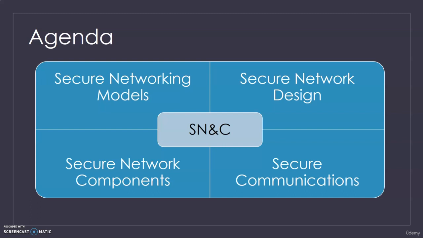So this is all we're going to discuss in this course, which we will divide into four major parts: secure networking models, secure network design, secure network components, and secure communication. We'll also discuss examples of how these things can be implemented and where they can be useful, what different types of attacks can happen, and what the corresponding controls can be. So basically we'll be covering end-to-end network security and secure communication in this course.